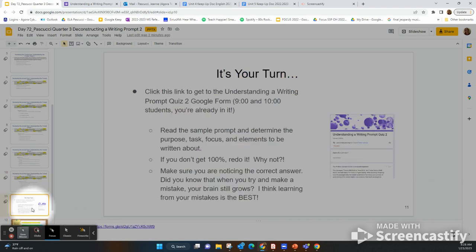All right, now it's your turn. I'm going to give you the link in class, or this will be on the class announcements or the plan, or I'm going to email it to you guys too. But you're going to get in and you're going to kind of do the same thing with a new prompt. All right. Purpose, task, focus, and elements to be written about. If you don't get 100, just redo it over and over. I don't care how many times you take it. Make sure you're noticing what the correct answer is. It gives it to you.